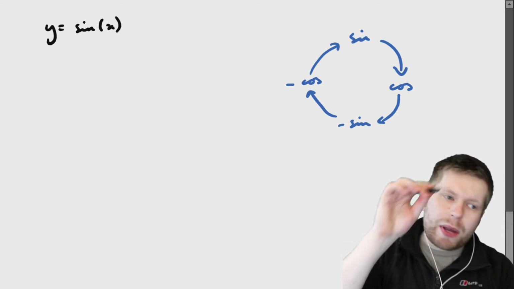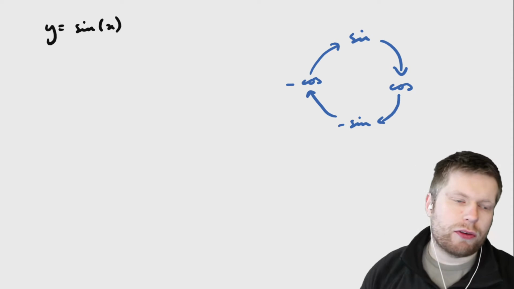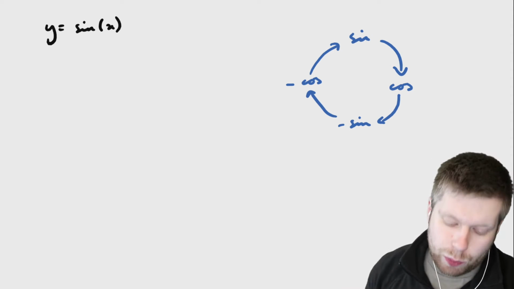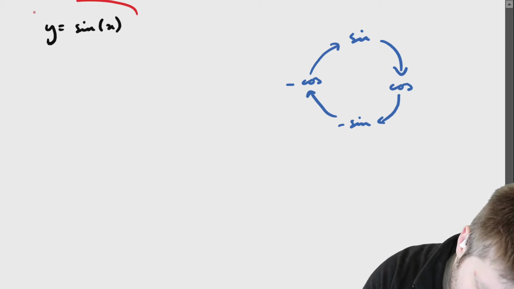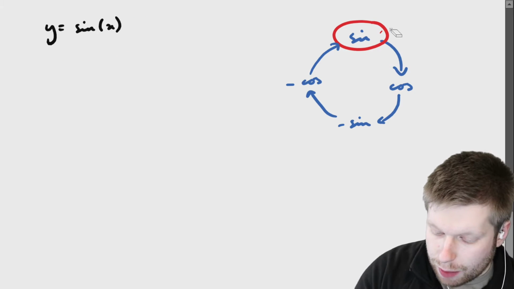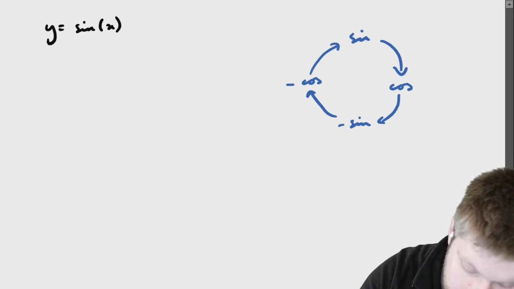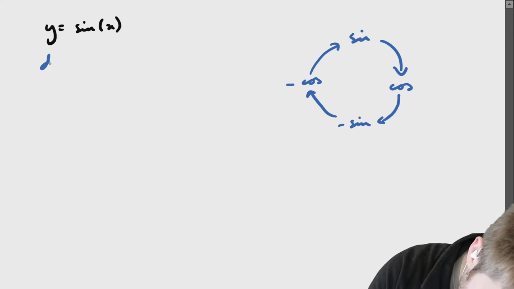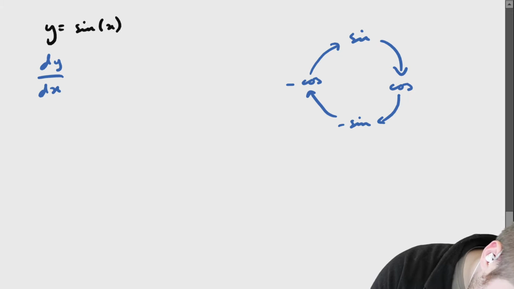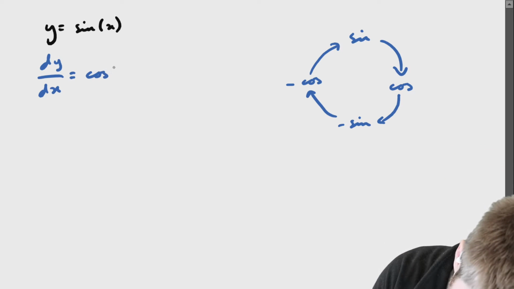Basically it means that you can jump in at any of these functions. Differentiating them means that you're moving clockwise around the circle, and it means that you can move to the next one. Okay. So here I've got y equals sine of x. So therefore I'm jumping in at this point here. I'm differentiating it, which means I'm going to end up with cos of x. So in other words, the derivative, so dy by dx, the derivative of sine of x, I can just write as cosine of x.